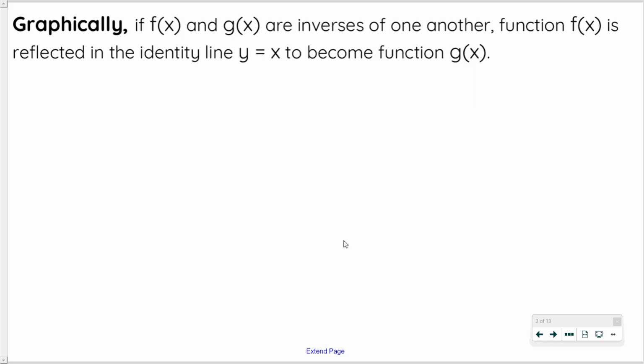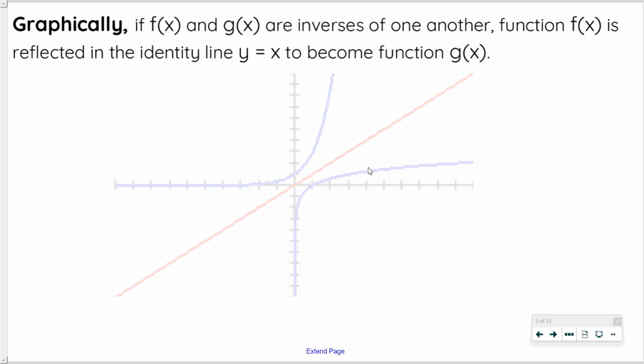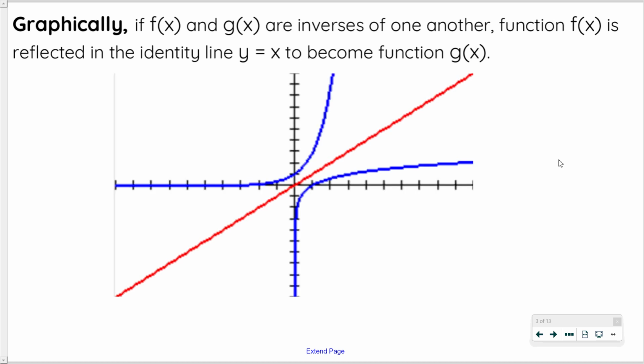Graphically, what does that mean? If f of x and g of x are inverses of one another, we know that the functions are reflected in the identity line. So let's say, for example, this is the graph of f of x, and this is the identity line y equals x. Why we reflect in that line is because the definition of inverse is that x becomes y and y becomes x. So you can see that this graph of f of x is reflected in the identity line, which makes this the graph of the inverse. So that's how you can recognize it graphically.